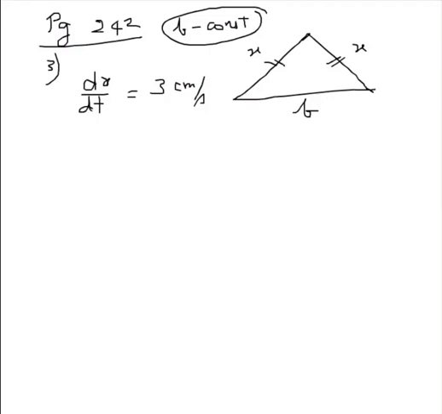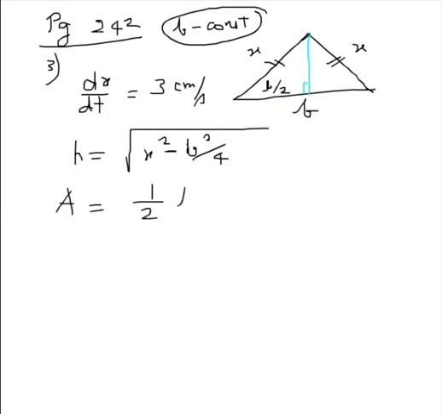I am drawing an altitude to find the area of this triangle. We know that in an isosceles triangle the altitude bisects the base, so this will be b by 2. So the height of the triangle, using the Pythagoras theorem, will be root of x square minus b by 2 the whole square, which is b square by 4. This is the height. Now the area of the triangle is half into base, which is b, into height, root of x square minus b square over 4, where b is a constant, remember that.